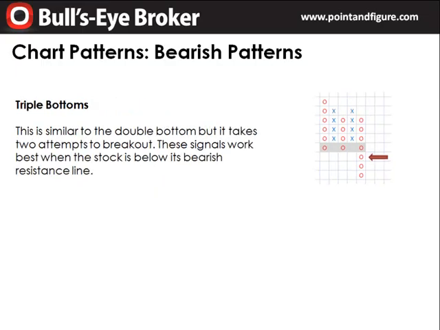The triple bottom. This is similar to the double bottom, but it takes 2 attempts to break out. These signals work best when the stock is below its bearish resistance line. As you can see in the chart here, the sell signal appears when it penetrates the 3 O's at the bottom, indicated by the green O.